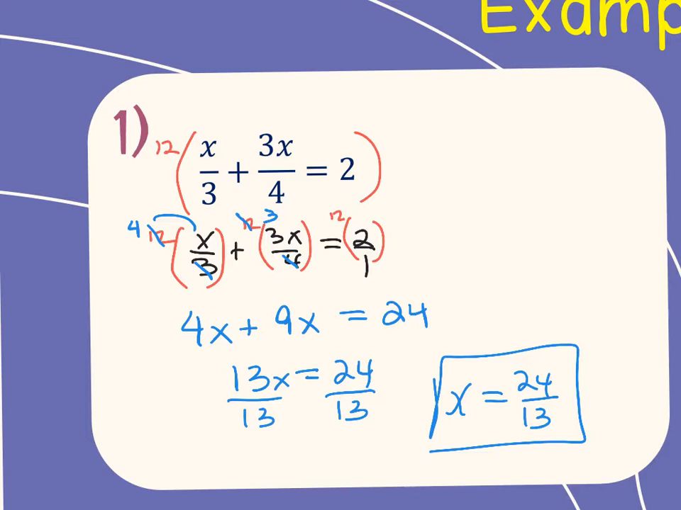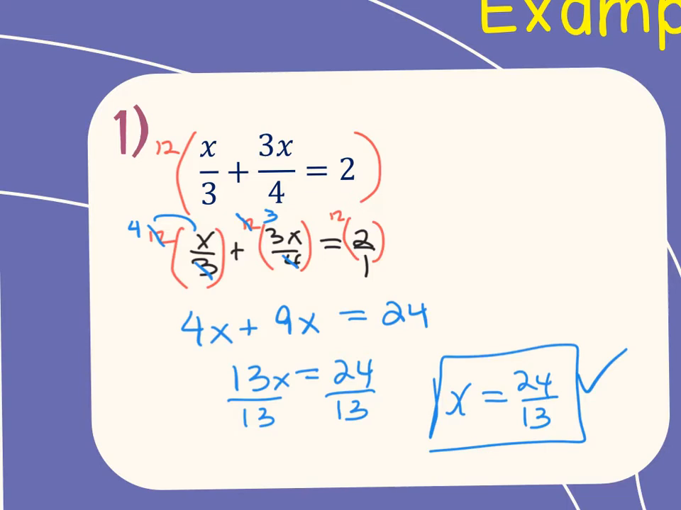I'm okay with you leaving it improper. If this were 24 over 12, I would reduce it to a 2. Now, the only time the check is mandatory is when there is a variable in the denominator. There is no variable in the denominator, so I can just go ahead and this is the correct answer. If you want to do the check, you can, just to make sure that it works. But you don't have to when there's no variable in the bottom.